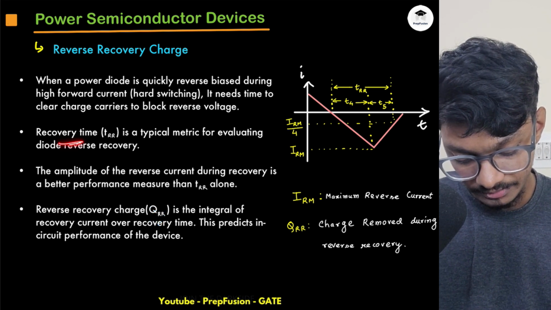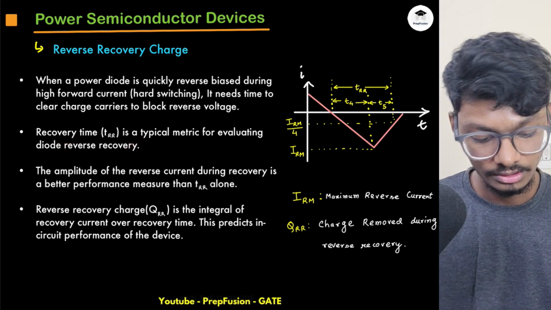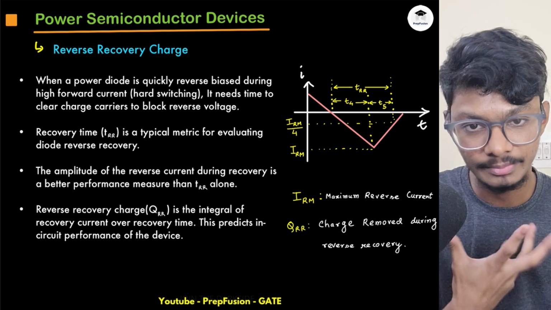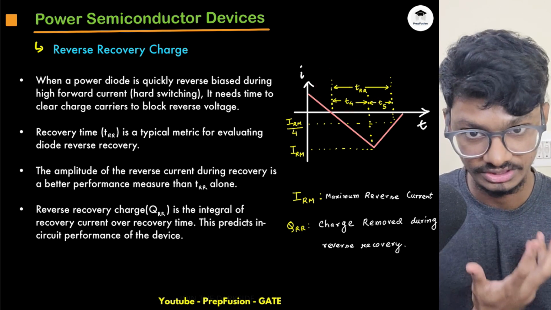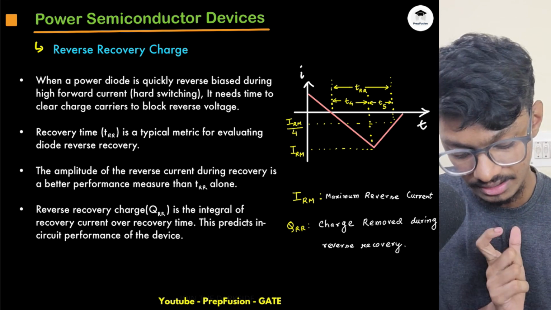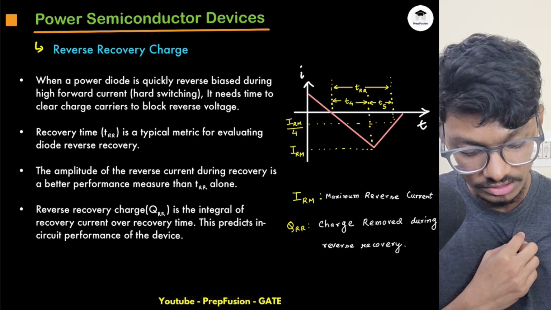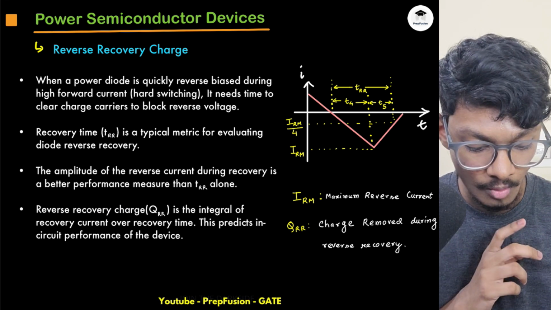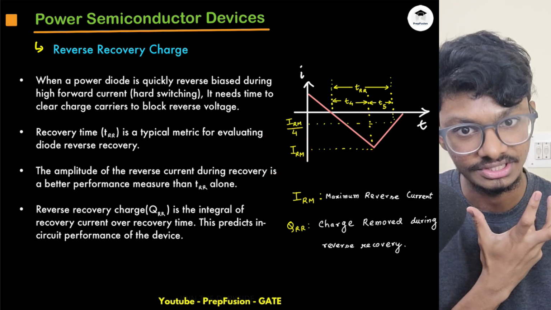Now the recovery time is a typical metric for evaluating diode reverse recovery. So the recovery time is a metric through which we can evaluate our reverse recovery, but the better metric is the recovery charge, the reverse recovery charge. Why? Because it takes into consideration how much maximum negative current has to flow. That is also something we're taking into consideration, right?